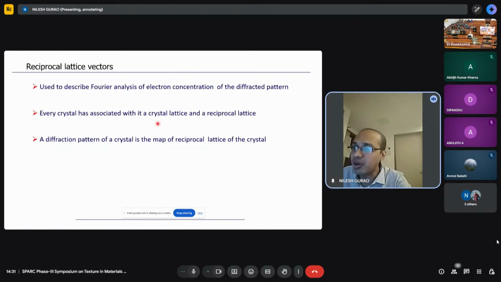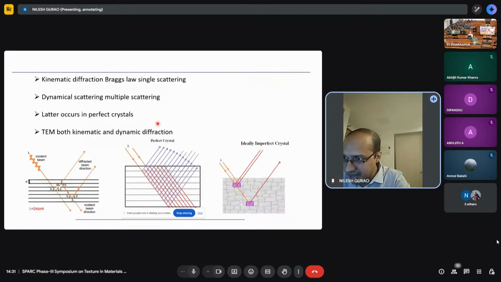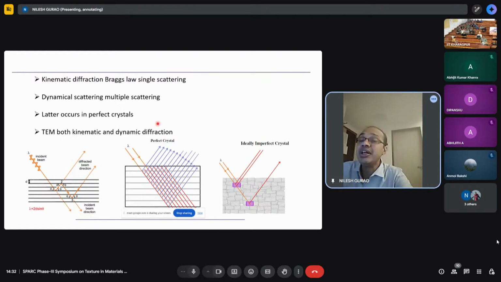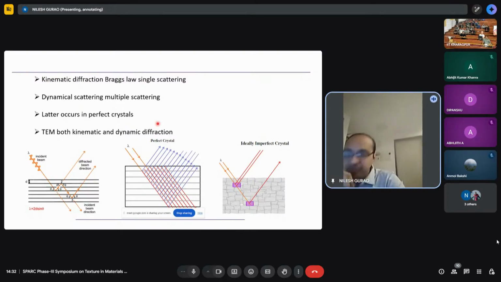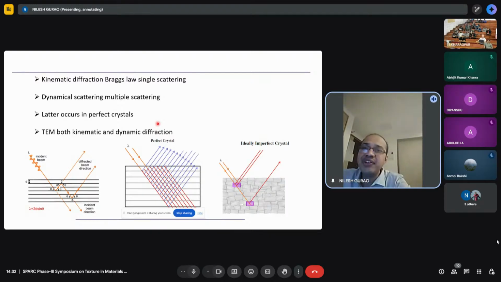Your electrons have a lot of energy. So what happens is that they undergo multiple scattering events. Remember, lambda is equal to 2d sine theta applies only once. But here, you undergo multiple scattering events. And because of that, we get what is known as dynamical diffraction. So all the structure factor calculations we have done go for a toss. Diffraction is very, very easy when we are doing X-ray, unlike electron diffraction.